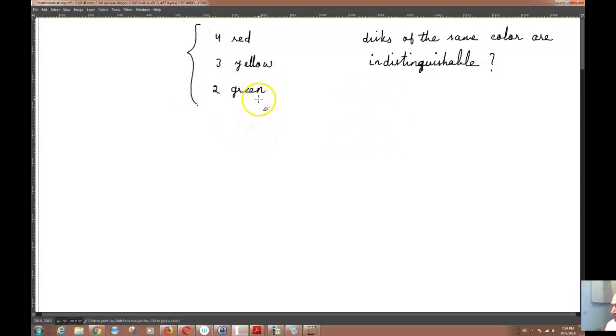So you have basically 4 red discs, 3 yellow discs, and 2 green discs. And we know that the discs of the same color are indistinguishable. What that means is that, for example, you can treat the 4 red discs as basically one object. Or you could treat the 3 yellow discs as probably one object, and so on and so forth. But I'm trying to find an example where I can fit this into the examples that we have done before.